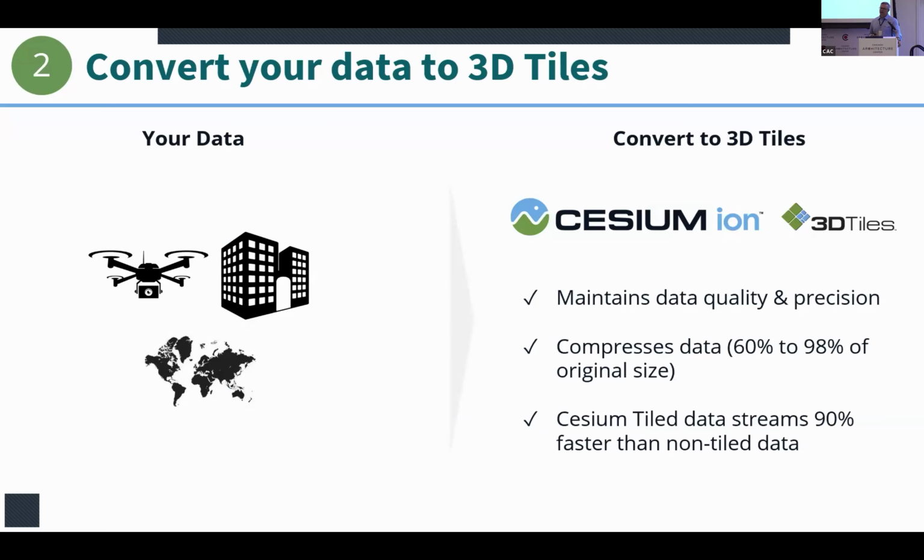The heart of this, really, of Ion is converting the data. There are tiling pipelines that take all of these different data formats and turn them into 3D Tiles, maintaining the data quality and precision of the source data, but also compressing that data down to 60 to 98% of the original data source size, which allows us to stream that data a lot more efficiently than the source data.